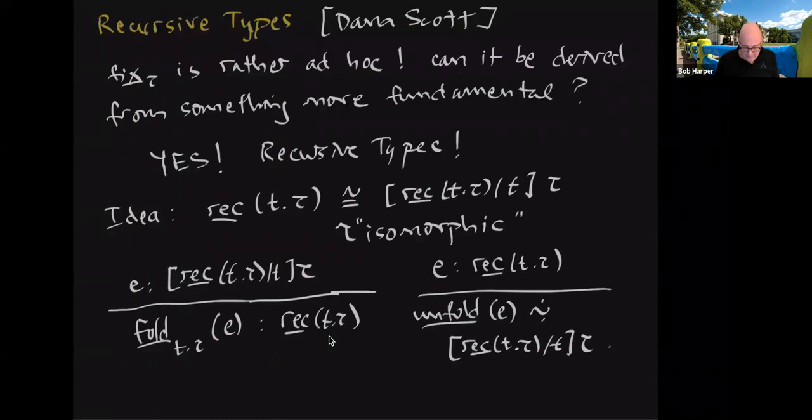Okay, so the idea is that when I say they're isomorphic, it means I have maps back and forth, which have to be mutually inverse, in a sense I'm not going to develop here, and I'm not going to go into the semantics enough to develop what I mean by equality.